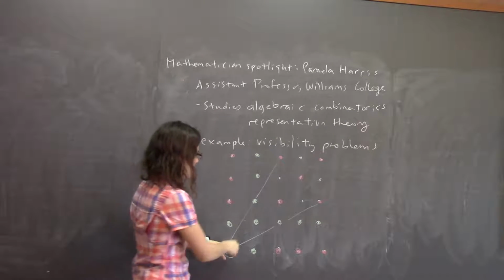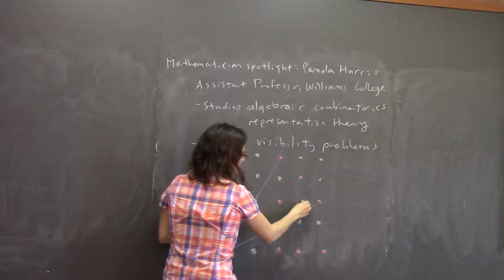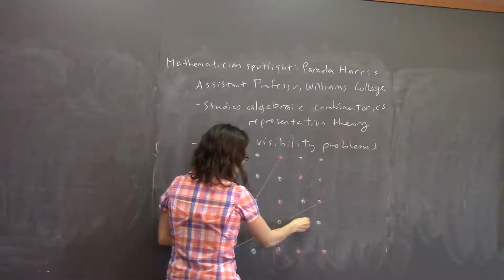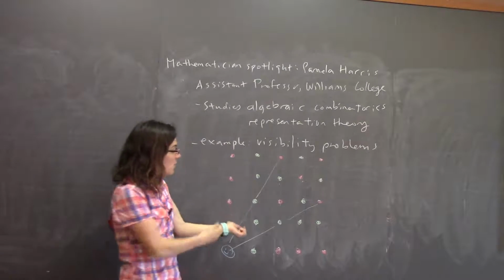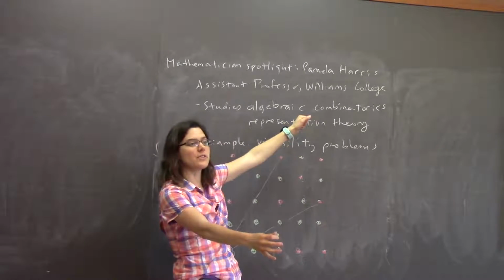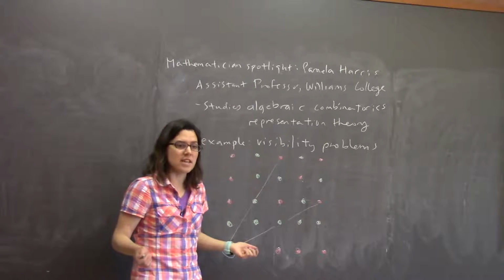But then you might wonder, how about this one? Well, 1, 2, 1, 2, 3, you can see this one. Same for this one. How about this one? 1, 2, 3, 1, 2, 3, 4, you can see this one. So you might wonder if we had an entire plane full of these things instead of just a 5x5 grid, how many could you see?